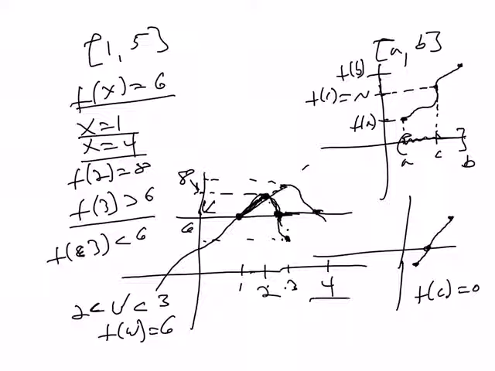That w can't be 4. The w can't be 1 because it's between 2 and 3. Because for 2, we're above, we're at 8. And suddenly for 3, we're below. So the w has to be between 2 and 3, and that is impossible.